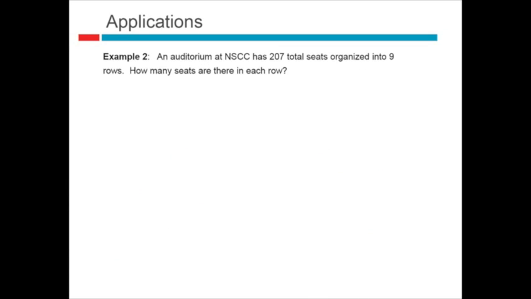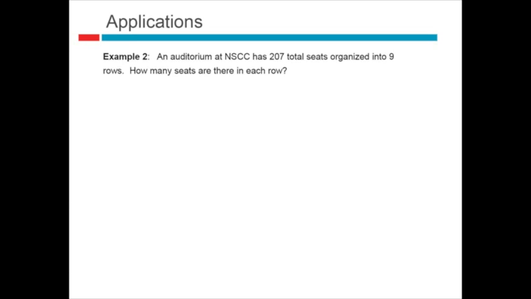All right, let's take a look at a second problem. Here we have an auditorium at North Shore Community College. It has 207 total seats, and they are organized into 9 rows. How many seats are there in each row?